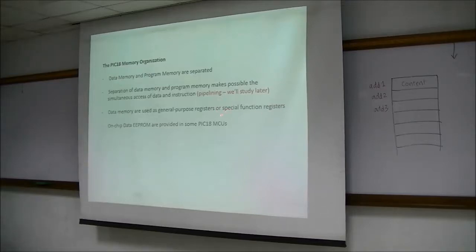Now data memory also has special function registers, SFRs. Take note that registers also refer to file registers or memory locations. So there are three terminologies: register, file register, or memory locations. They are all referring to memory locations only. From the name, you know it's a special function register, so you cannot simply load any value inside. You cannot just store any value because it will change the characteristics or the function of the CPU. We will see that later.